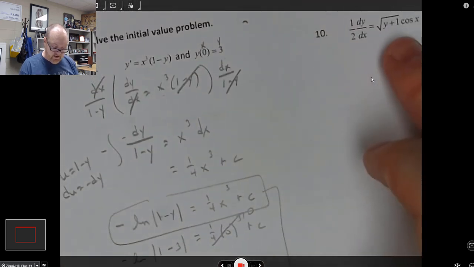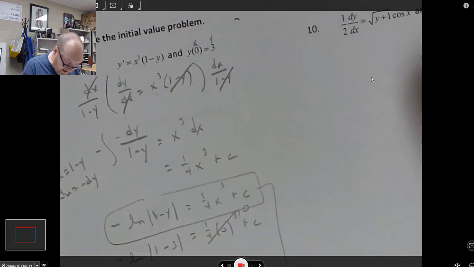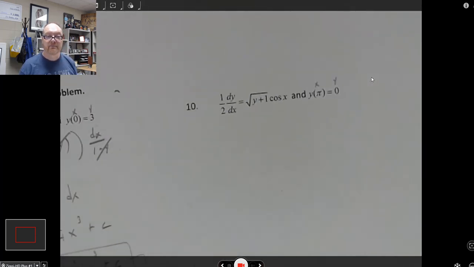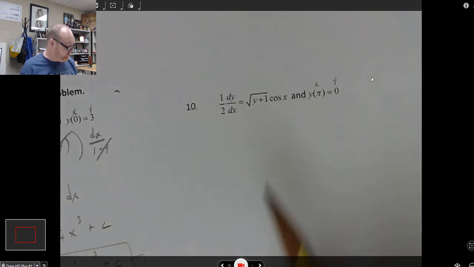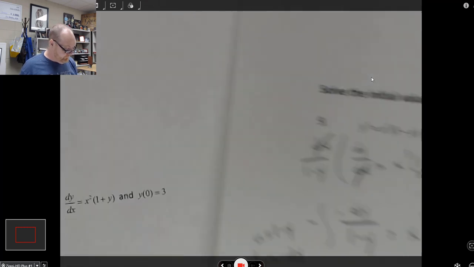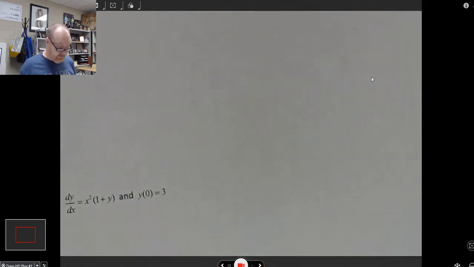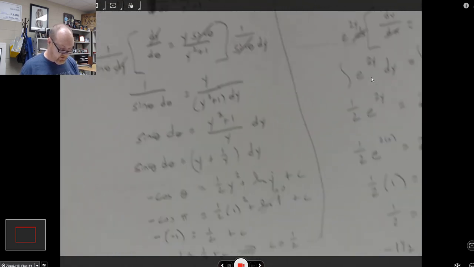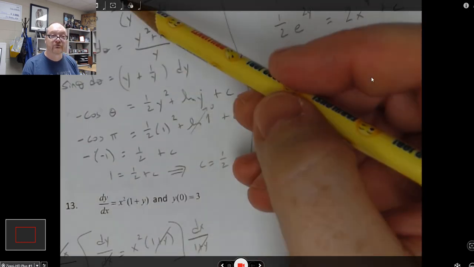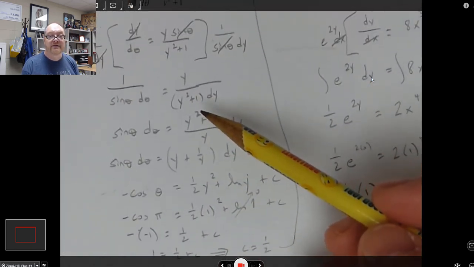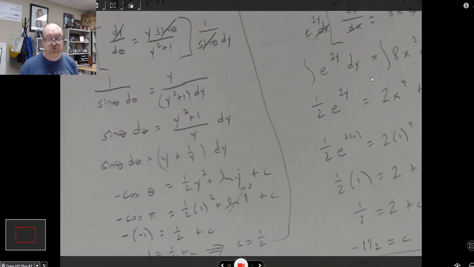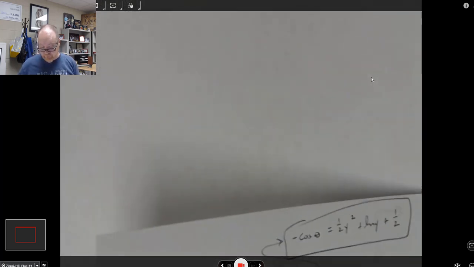Number 10 has got a cosine function, and when x is pi, y is 0. Sorry, you can't see that, can you? Don't let that intimidate you. The integration works out pretty nicely. On the last page, again, I've worked out these solutions. So the trick is, can we get them separated? This is all on Canvas. Don't let the integration intimidate you. You are familiar with all of those rules.